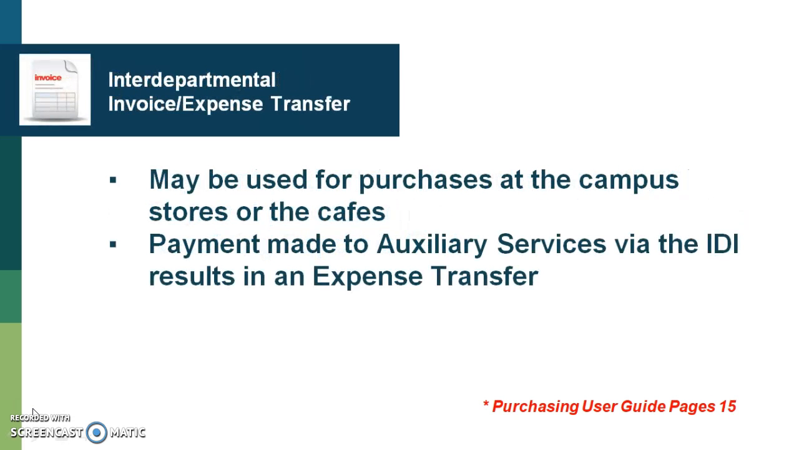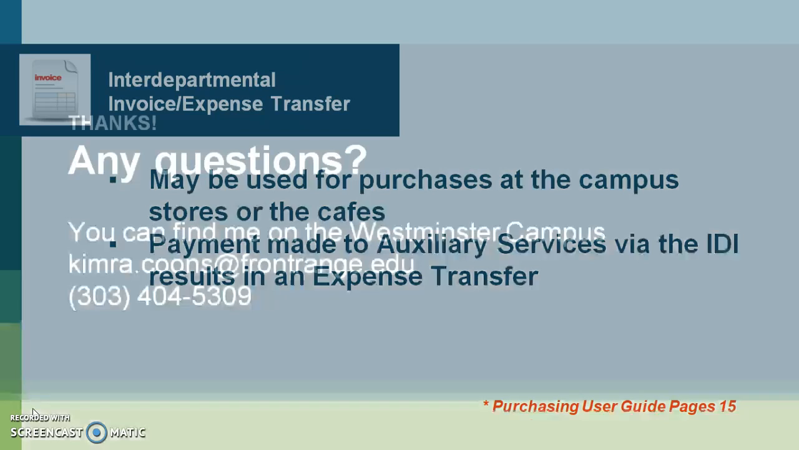Expense transfers and interdepartment invoices. These occur when you buy something from auxiliary services, meaning the campus store or the cafe, like they're hosting food and drink for your official function. So what happens is, because they run like an independent business and they're revenue generating, meaning they've got to make money to survive, they're going to send you an invoice, and that invoice is going to be paid via an expense transfer. We don't cut checks to each other. We just transfer the money around.